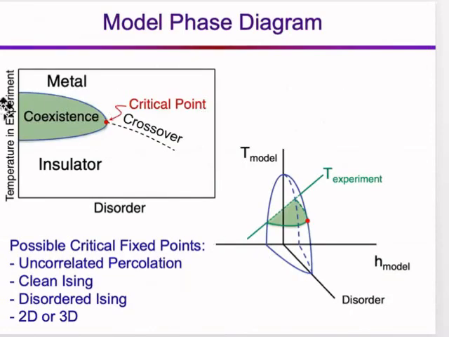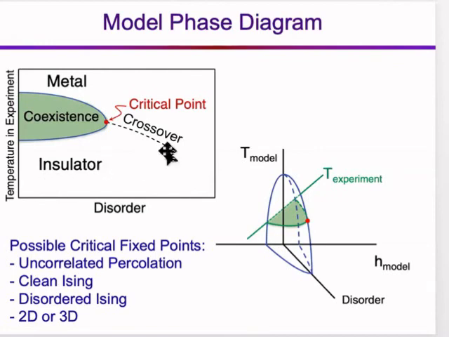So the model phase diagram we're working off of for these experiments is to consider that as the temperature is lowered in the experiment, it goes from metal to insulator. There is a coexistence region. And then if you could tune disorder, then with strong enough disorder, you would eventually close that coexistence region. So this is the critical point we're after.